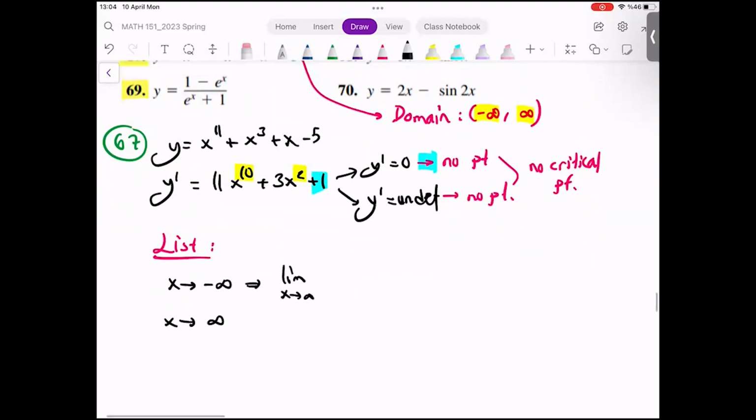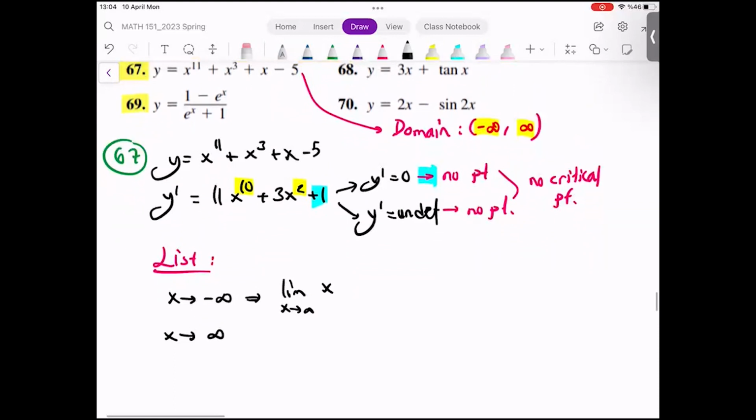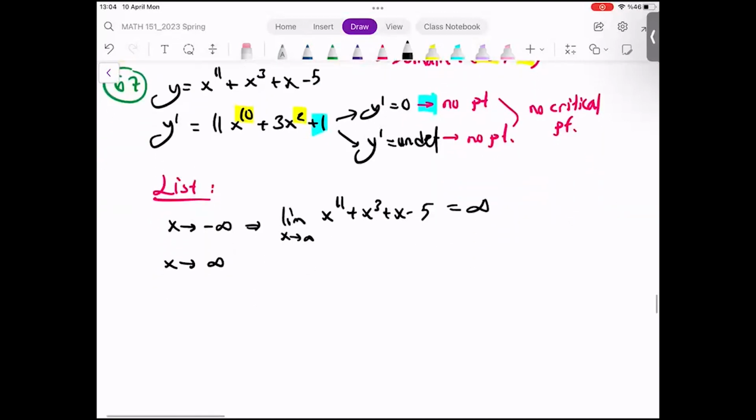Limit of the original function as x goes to infinity: what do you think is this limit? You will just look at the dominating term, x to the power 11. So it is infinite. And now we will look at the limit as x goes to minus infinity. Since the power is odd, it is minus infinite, right?